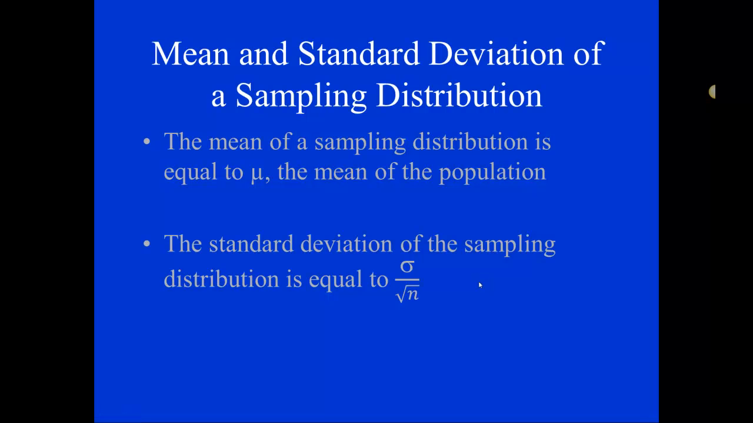Check out the next video where we'll talk about the shape of the sampling distribution.